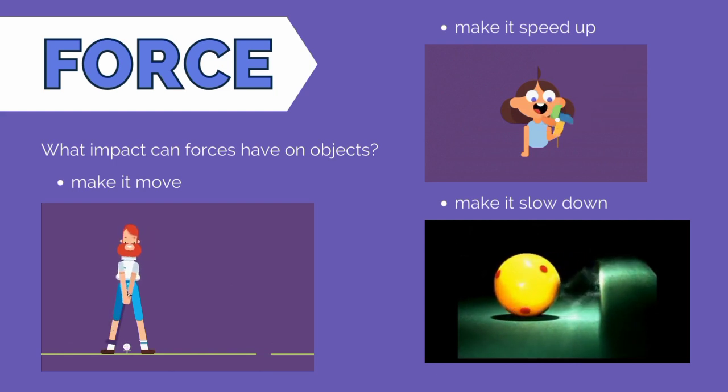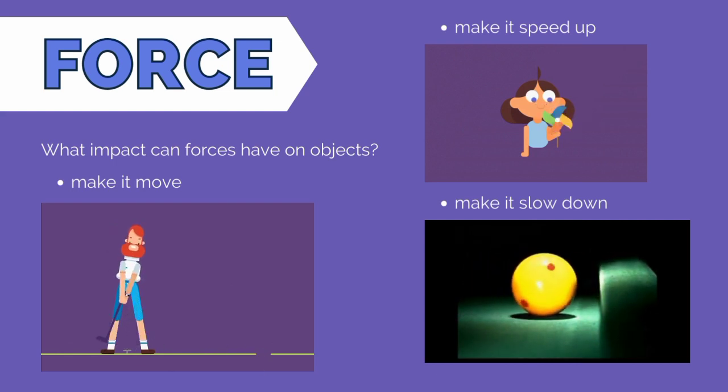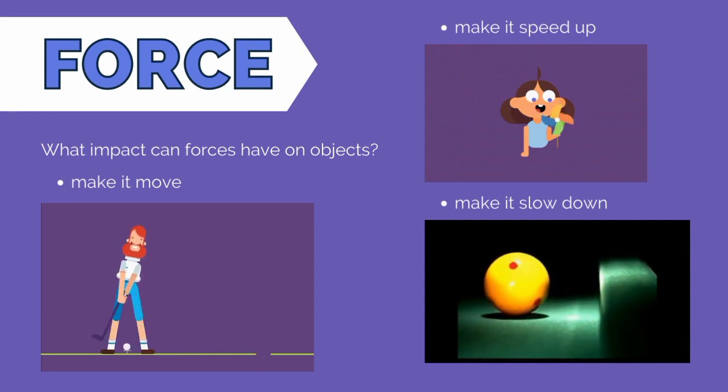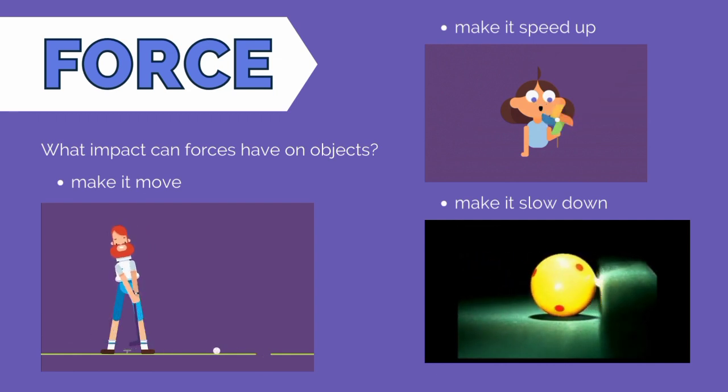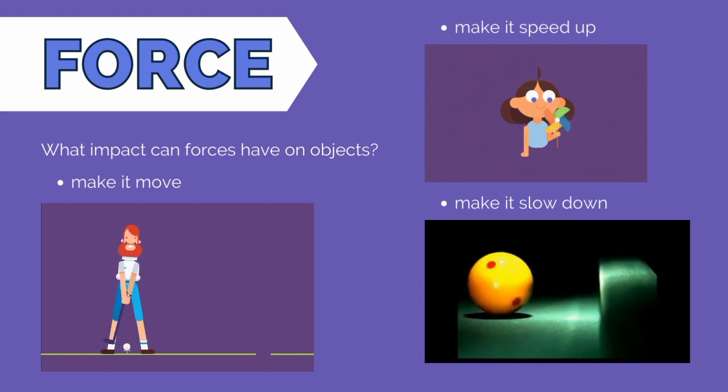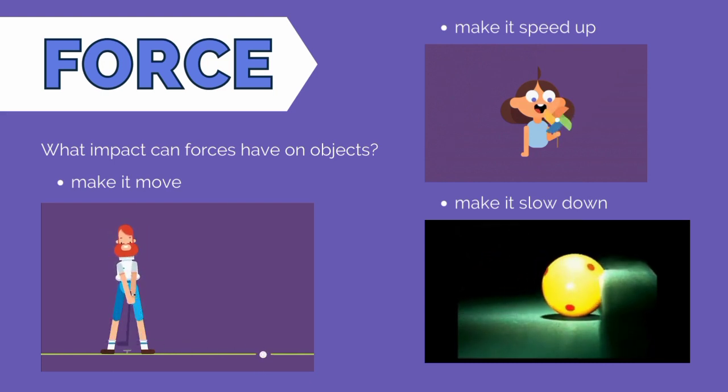The first is force can make an object move. You can see the figure below. It is proven that force can make it move. The girl that hit the baseball is the force. And then when she gives the ball a force, the baseball obviously will be moved.